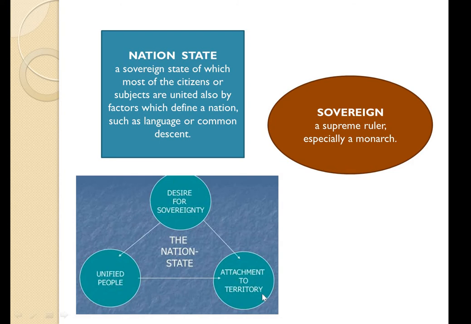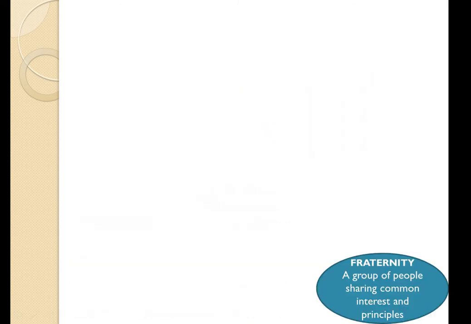So this is the three principles, the basic ground line. When you have design for sovereignty, people should be unified, and when the people are unified, there will be attachment to territory. That is how you acquire a nation state. Very important diagram which will help you to understand things better.